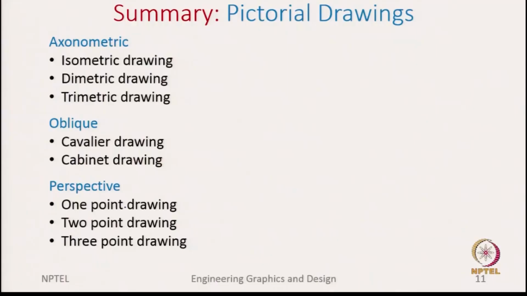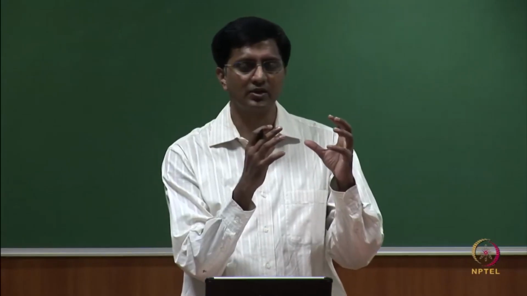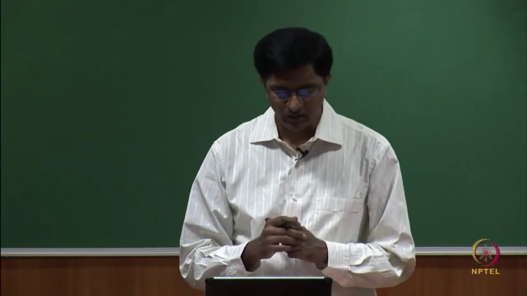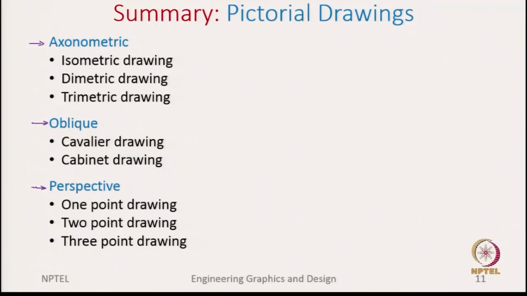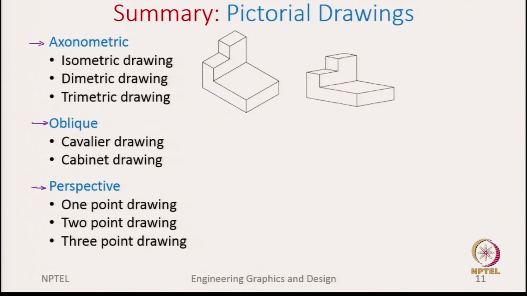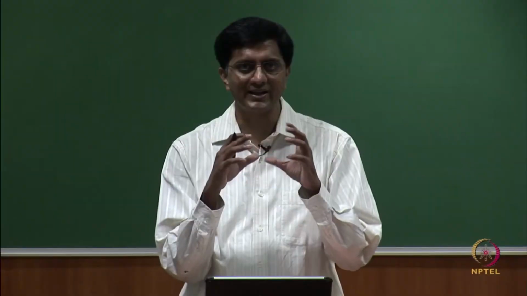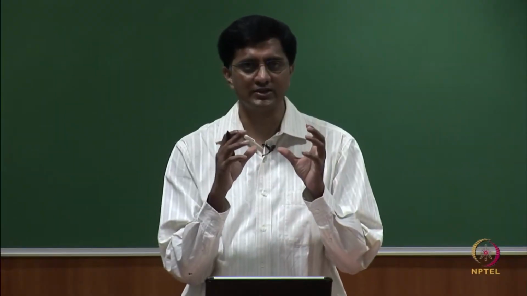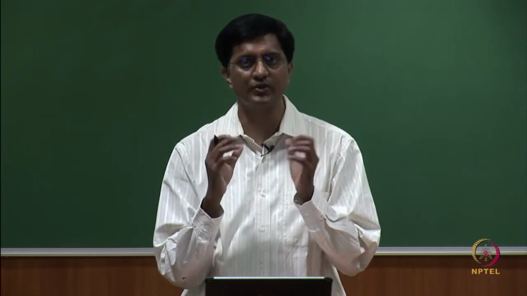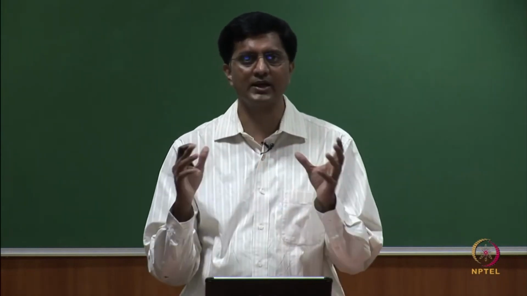So, let us summarize what we have discussed in this lecture. What we said is there are three categories: axonometric, oblique and perspective. These are the three major categories of pictorial drawings, which show the three sides of the object in one single view, and in this there are different categories. First we looked at isometric drawings, dimetric drawings and trimetric drawings. The basic difference is the angles between the axes. In isometric they are equal, in dimetric only two of those angles are equal, and in trimetric all three angles are different.